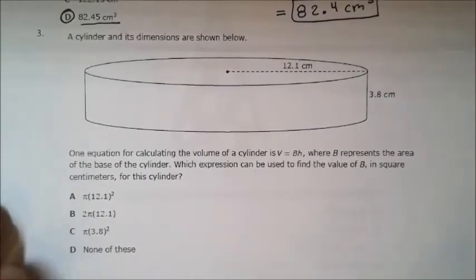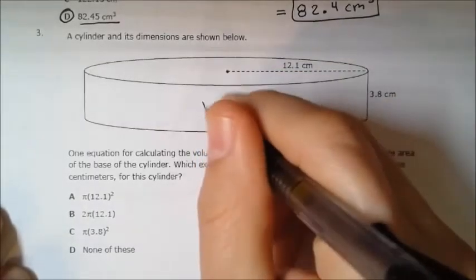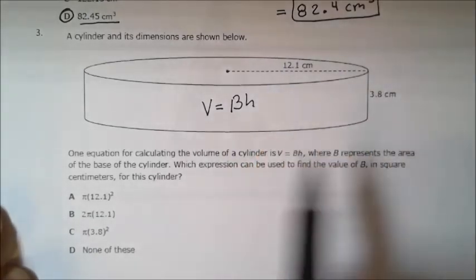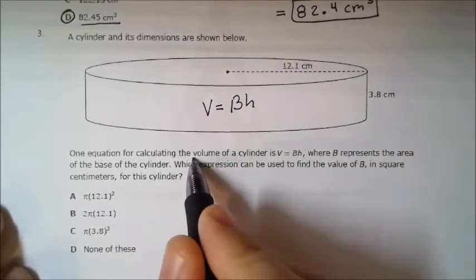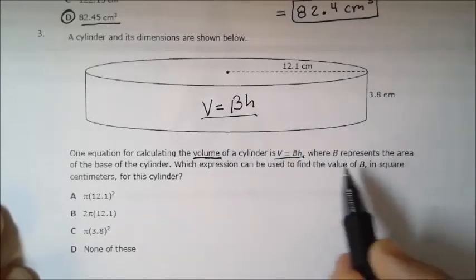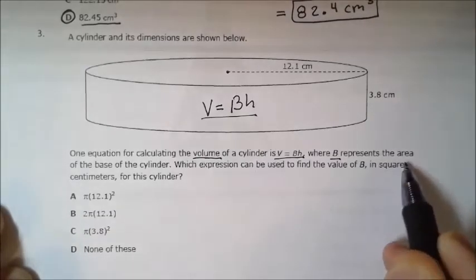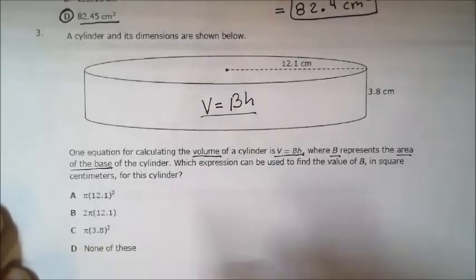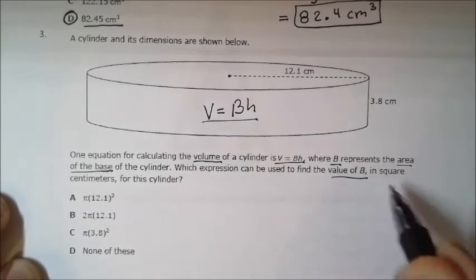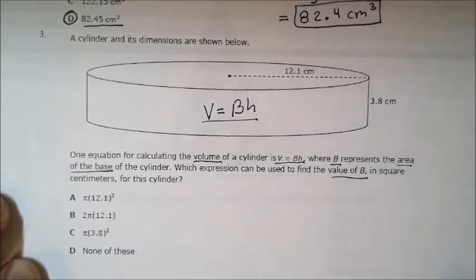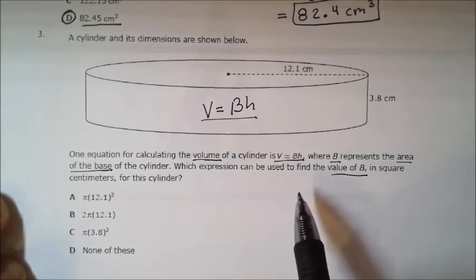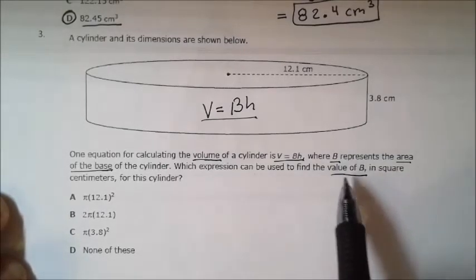For this shape, our cylinder, we're going to be using the formula V is equal to big B times H, because it says one equation for calculating the volume of a cylinder is V equals BH. That's our formula, where B represents the area of the base of the cylinder. Which expression can be used to find the value of B in square centimeters for the cylinder? On this one, we're not even having to solve for the entire volume. It just wants us to determine which expression can be used to find the value of B.